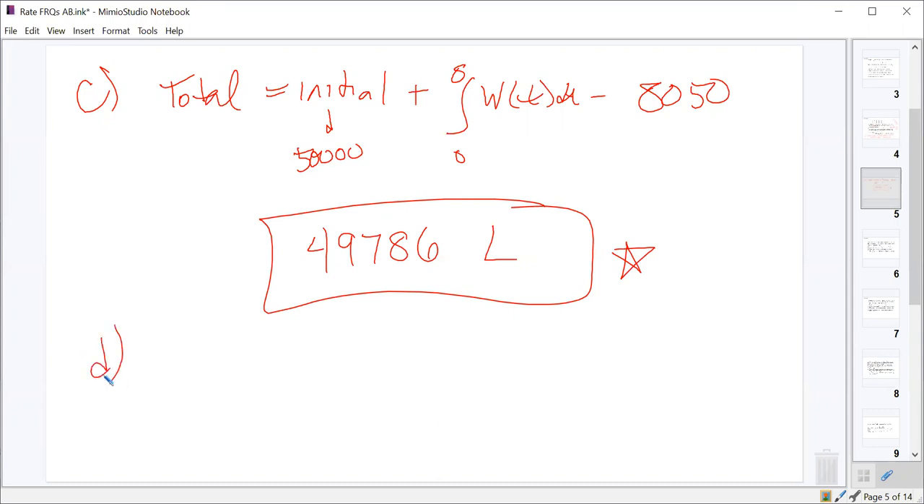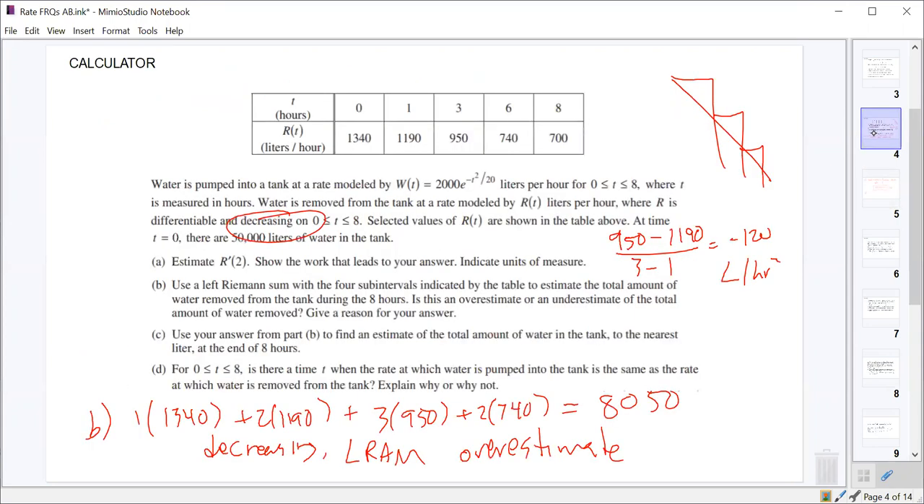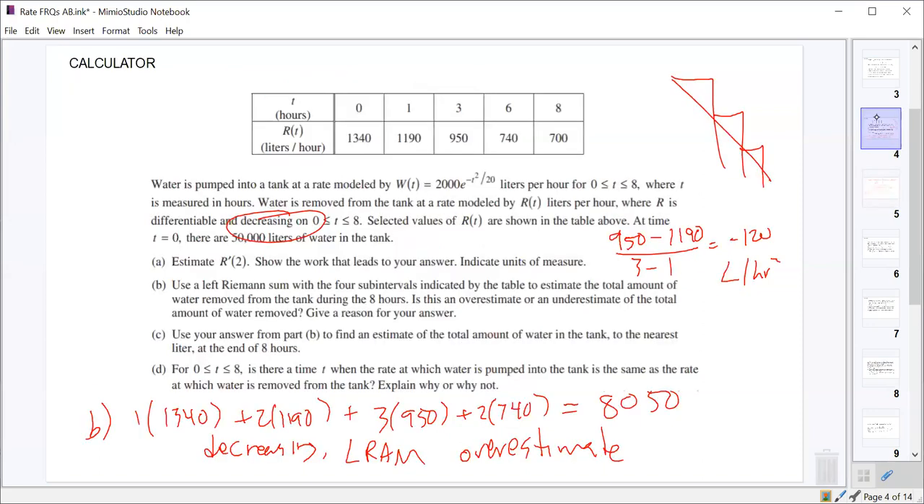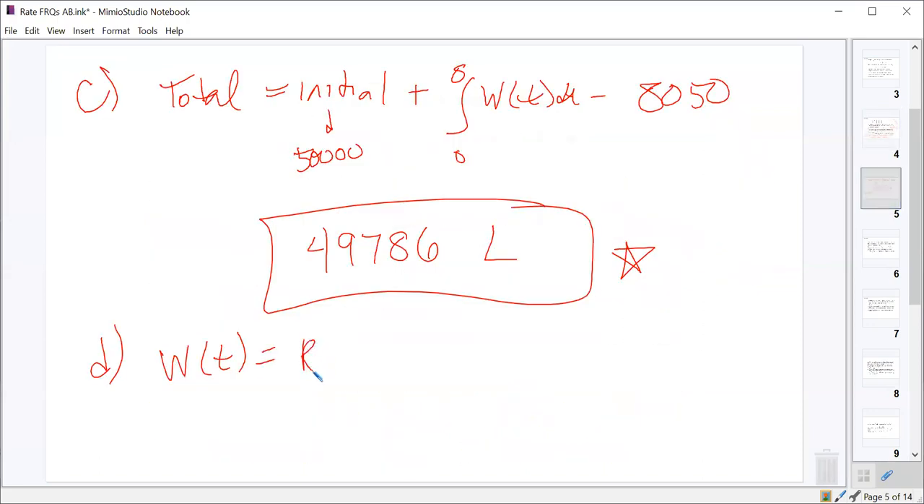Okay. All right, part D is the part people have struggled with. We want to know if there's a time between 0 and 8 where the rate of the water being pumped into the tank is the same as the rate of the water moving out of the tank. So that would mean we want the rate in, W of t, to equal the rate out, R of t. We want those to equal each other, right? Which would tell us that W of t minus R of t needed to equal 0.